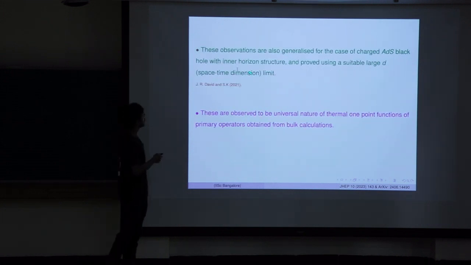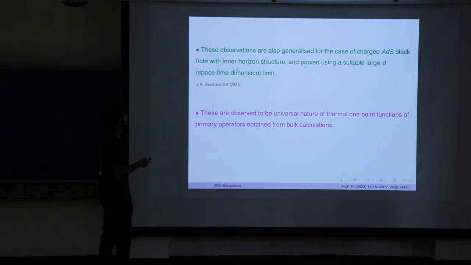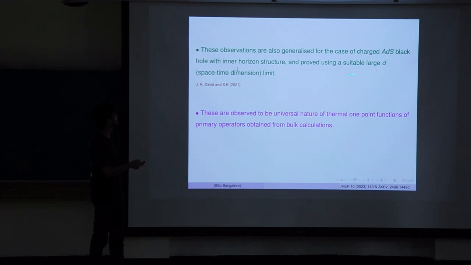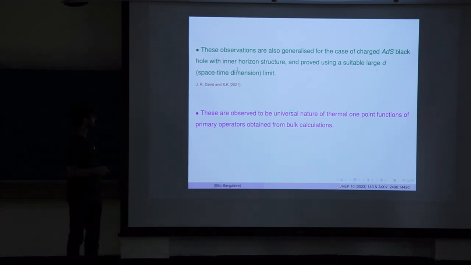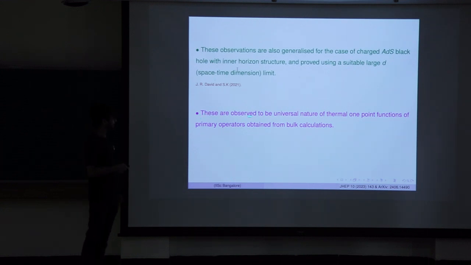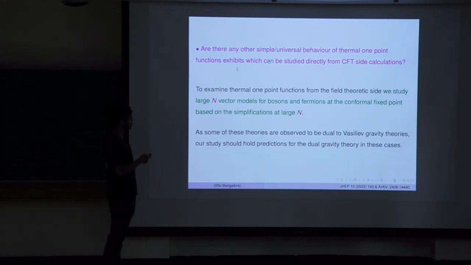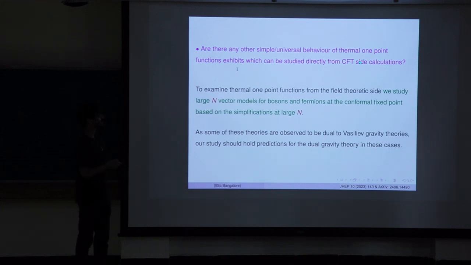These observations are also generalized to the case of charged AdS black holes with inner horizon structure, and it has been proved using a suitable large D limit. You can find it in this reference. I should mention that these observations are a universal nature of thermal one-point functions of primary operators, obtained from bulk calculations. Then we pose the question: are there any other simple or universal behaviors of thermal one-point functions which can be studied directly from the CFT side?